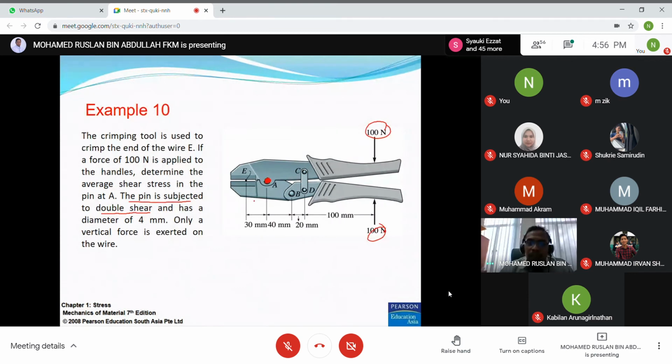Okay. What is the reaction force at pin A? We have two parts, the top part and the bottom part. Which one do you want to choose? Is it the bottom or the top part? Bottom. Why bottom? Why did you not choose the top part?